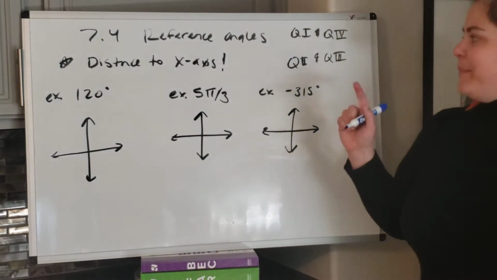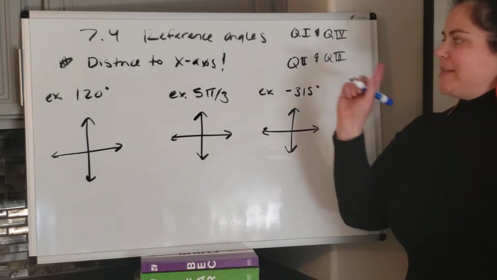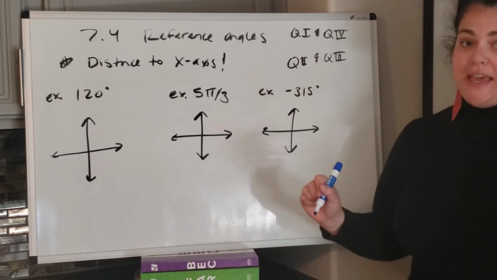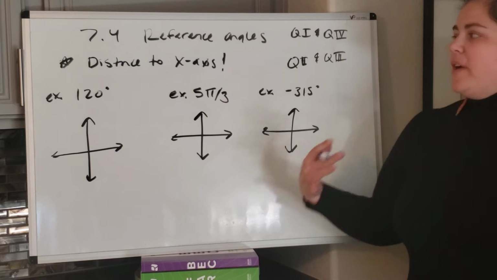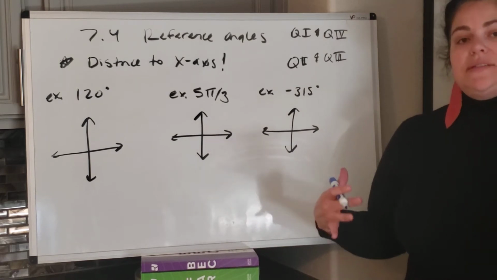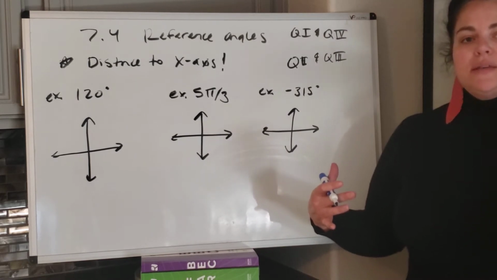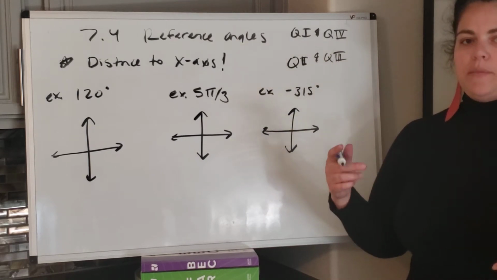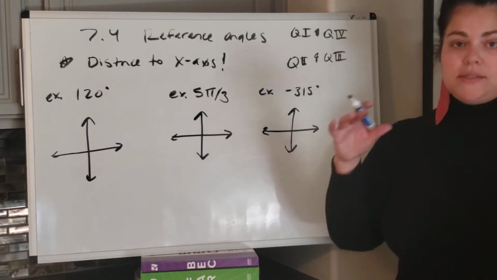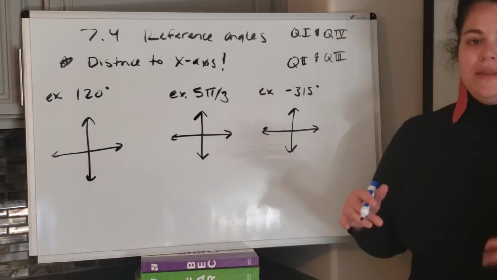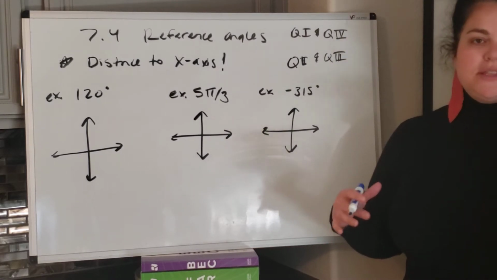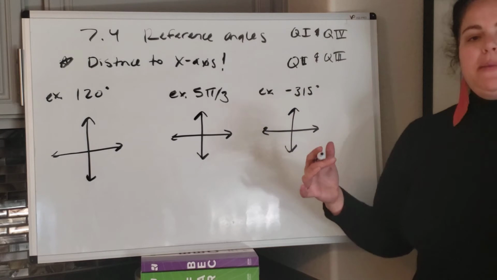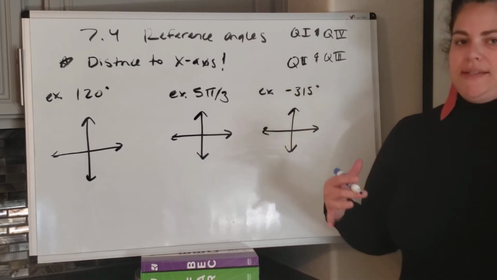Everyone, last thing I'm going to talk to you guys about is 7.4, the reference angles. Reference angles essentially means your distance to the x-axis. Remember, we drew those reference triangles in and we did our quadratic formula with them to discover the lengths of sides, and we did the trig functions with them. So same idea here, you're always connecting to the x-axis.